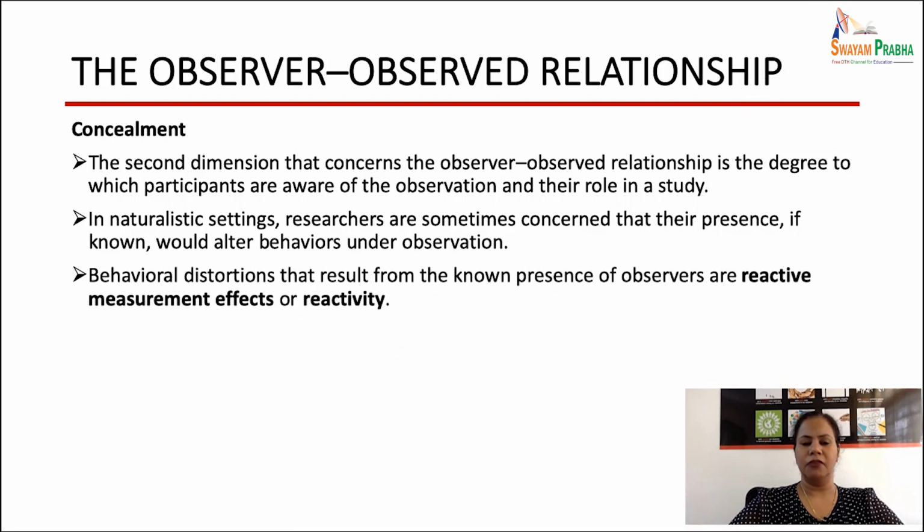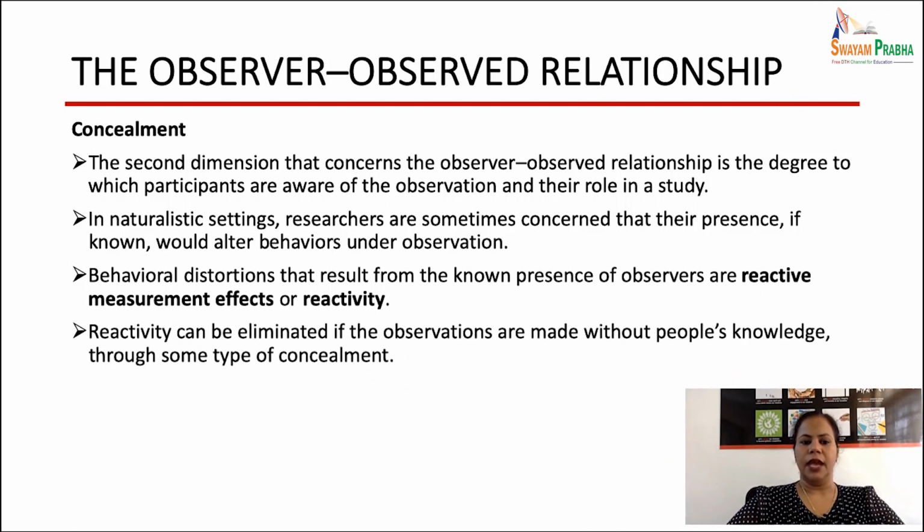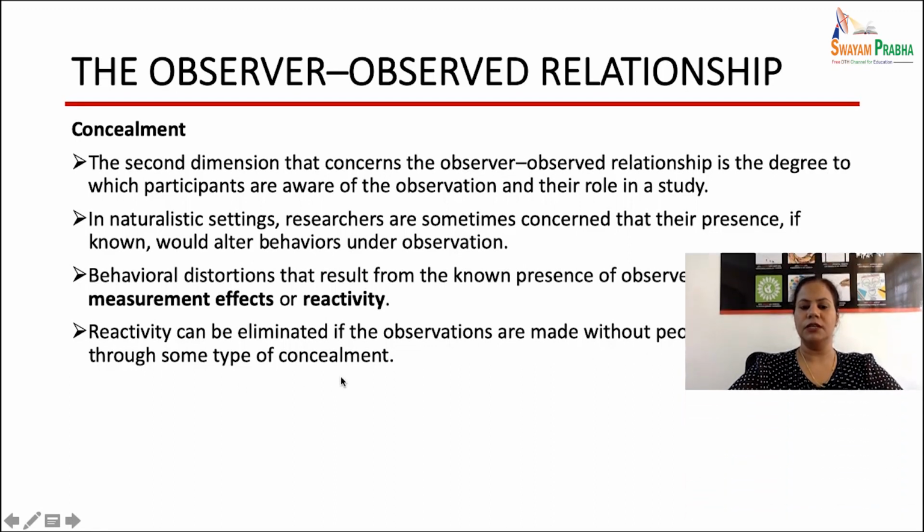The third thing is that behavioral distortions that result from the known presence of the observer are called reactive measurement effects, or reactivity. This distortion which they bring into their behavior is known as reactivity. And reactivity can be eliminated if observations are made without people's knowledge, through some type of concealment.